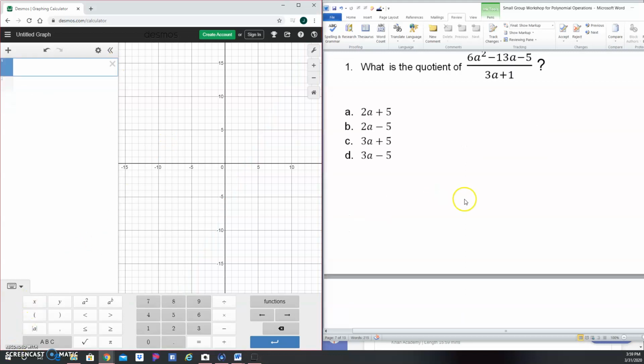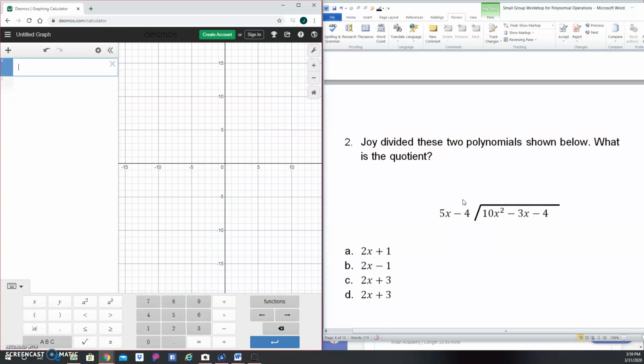Okay, let us proceed to example number 2 for objective 2. Joy divided these two polynomials shown below.